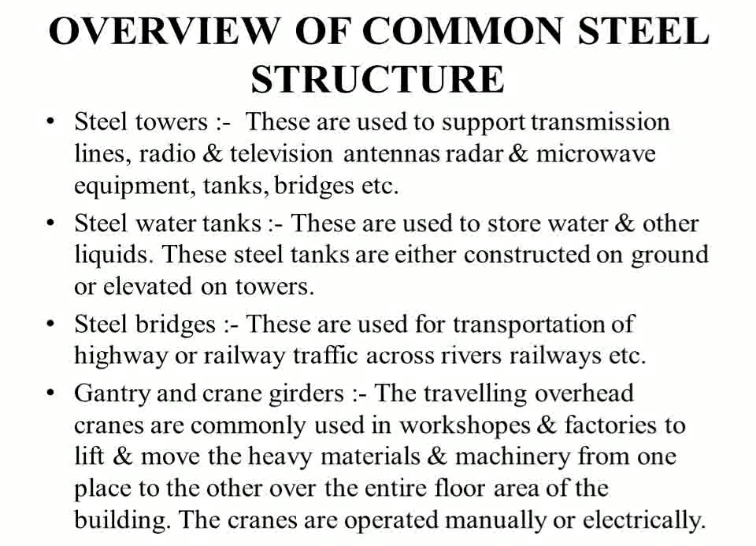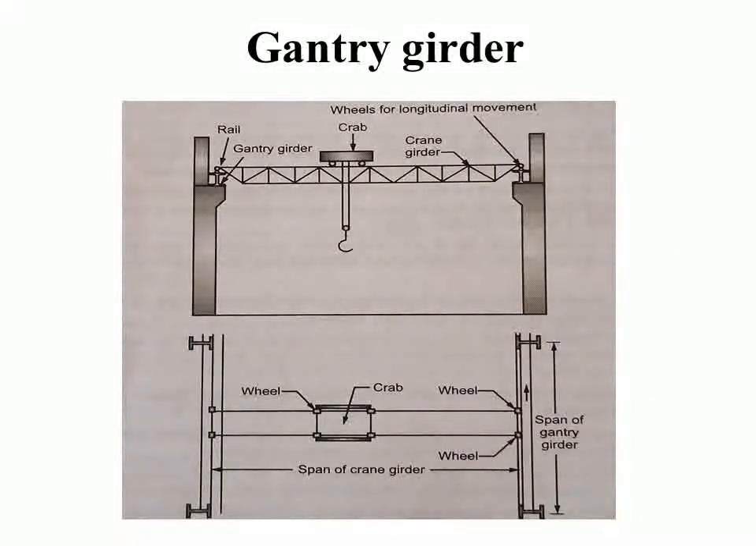Then steel bridges. These are used for transportation of highway or railway traffic across rivers, railways, etc. Then gantry and crane girders. The traveling overhead cranes are commonly used in workshops and factories to lift and move heavy materials and machinery from one place to another over the entire floor area of the building. The cranes are operated manually or electrically. This is the schematic diagram of a gantry girder.